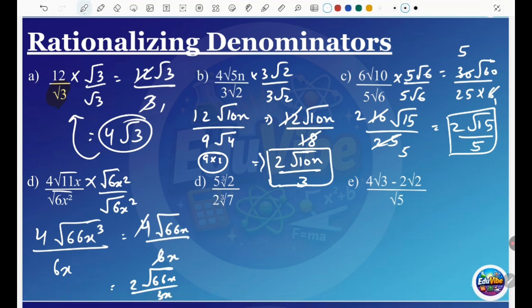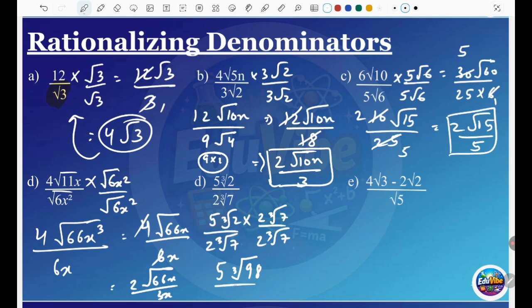For the next one, we have 5 cube root of 2 divided by 2 cube root of 7. This can be solved like this: multiply by cube root of 7 and cube root of 7 again. You can solve this again, and you get 5 cube root of 98 divided by 2 times 7. So this stays 5 cube root of 98 divided by 14. It stays the same answer.